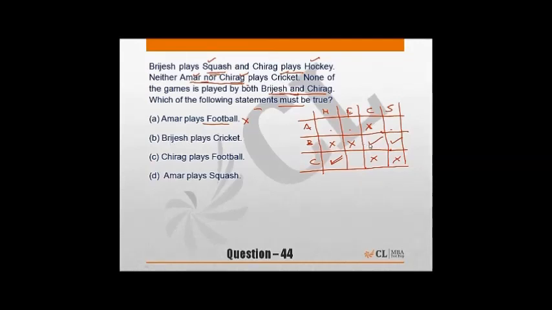Choice B, Brijesh plays cricket. Yes, we have just found Brijesh plays cricket. So that is the correct answer, but let's just verify the others also. Chirag plays football. Chirag could be playing football. We don't have any data to eliminate or to say either way. So must be true, not possible. Amar plays squash. Again, we don't know for sure. The correct answer is choice B.